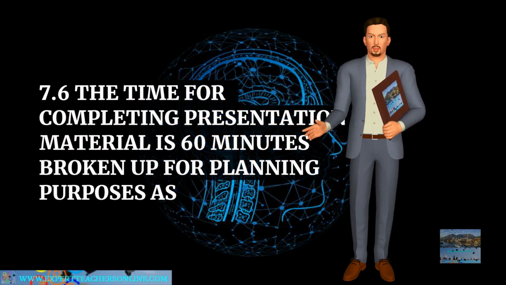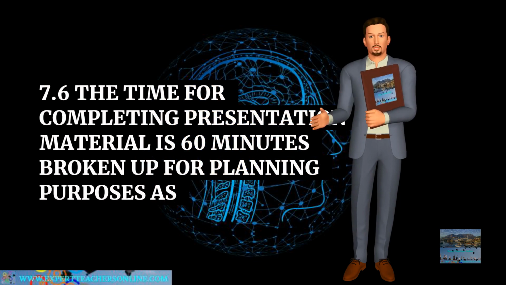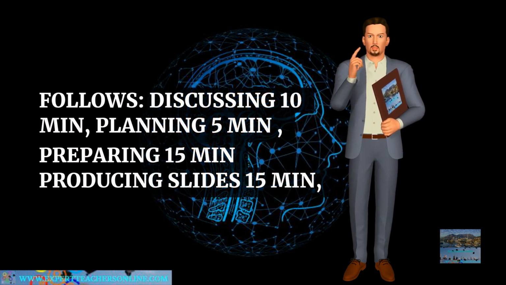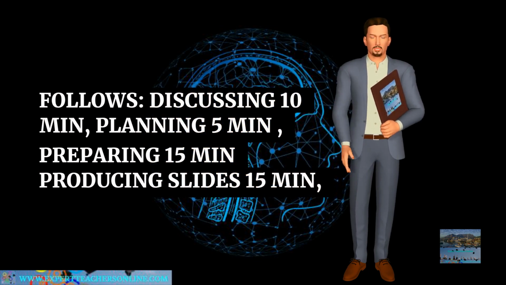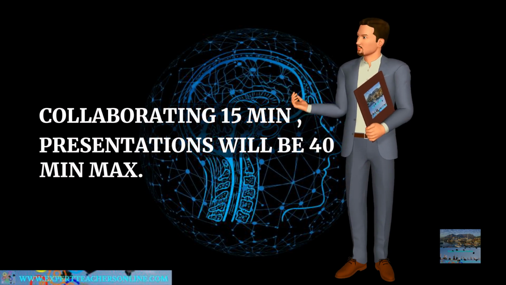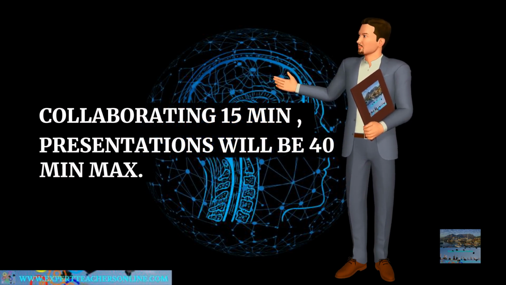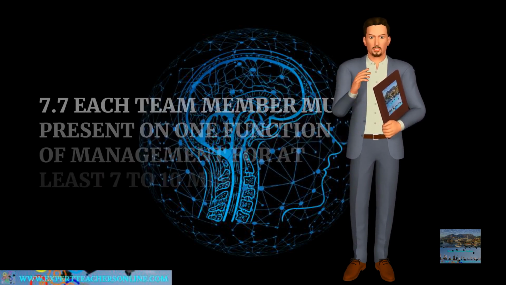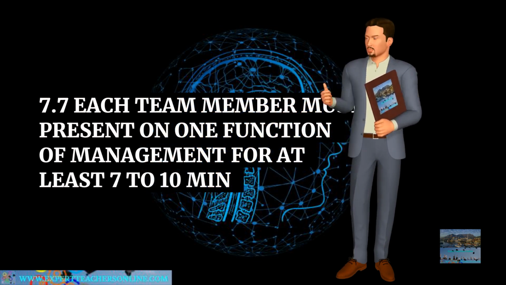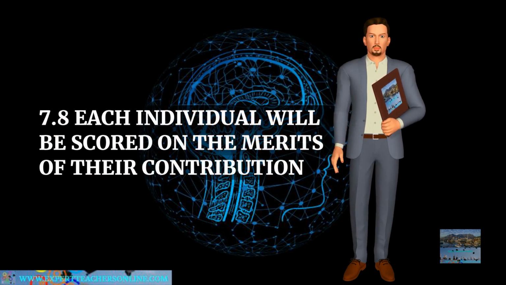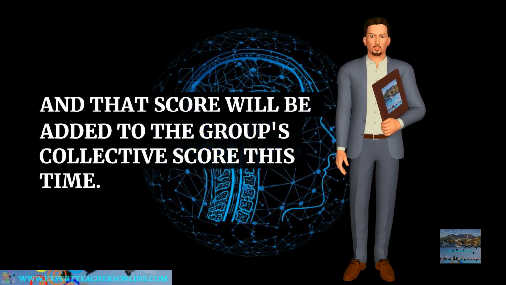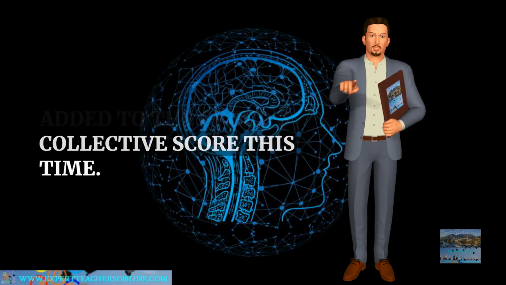7.6 The time for completing presentation material is 60 minutes, broken up for planning purposes as follows: discussing 10 minutes, planning 5 minutes, preparing 15 minutes, producing slides 15 minutes, collaborating 15 minutes. Presentations will be 40 minutes max. 7.7 Each team member must present on one function of management for at least 7 to 10 minutes minimum. 7.8 Each individual will be scored on the merits of their contribution, and that score will be added to the group's collective score this time.